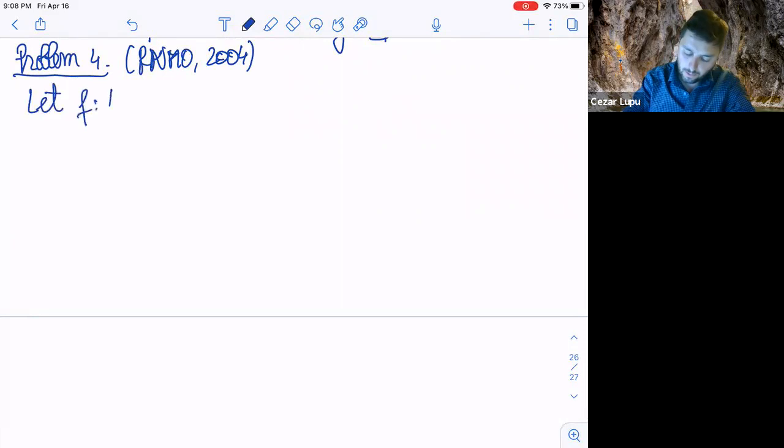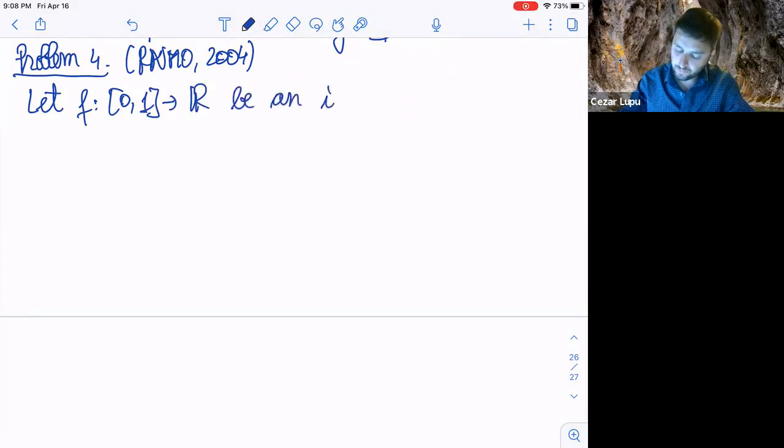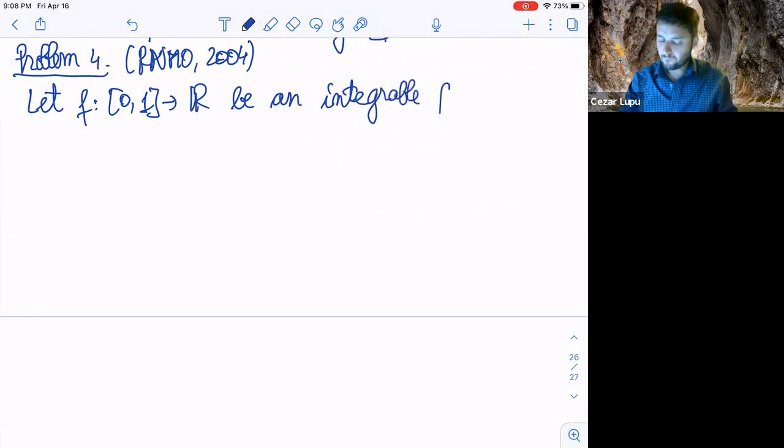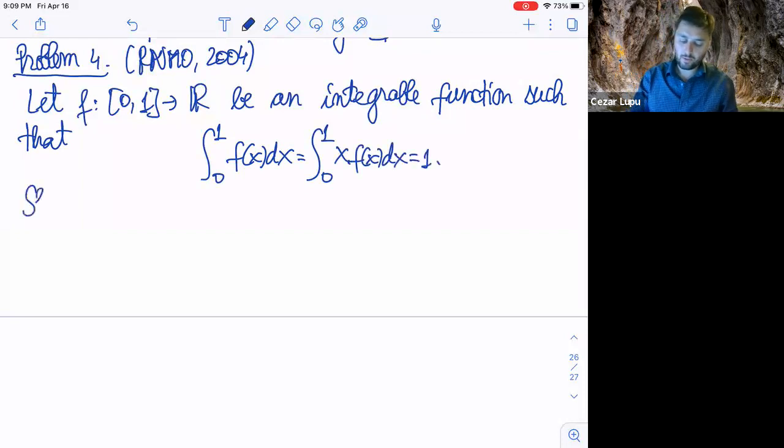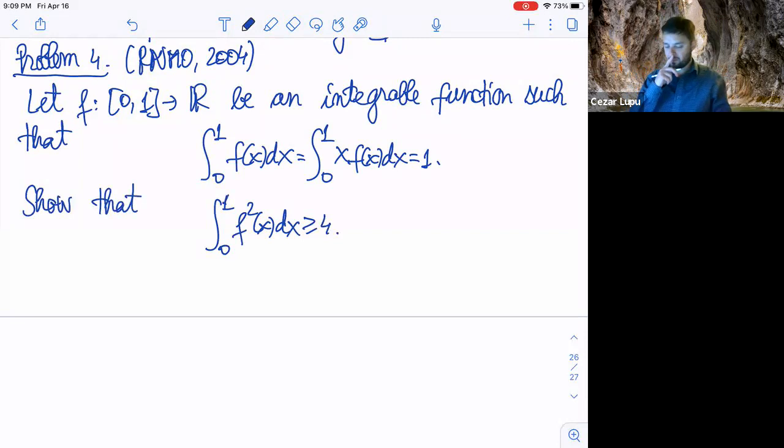So let f, a real-valued function defined on [0, 1], be an integrable function, such that this condition holds true. So the integral of f and the integral of x times f are both equal to 1. So we would like to show that the integral of the square of f is greater or equal than 4. So that's what we would like to show.